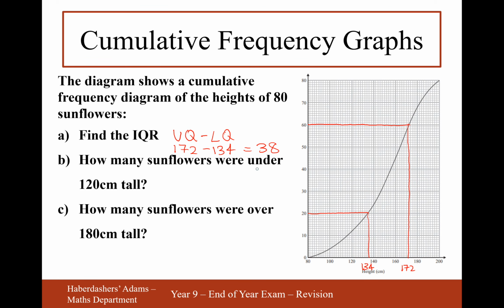Part B is how many sunflowers were under 120 centimeters tall. Okay, well we can use the cumulative frequency diagram to tell that answer. We go to 120, we go up and along, and that it will be at 12. So there were 12 sunflowers less than 120 centimeters tall. So 12 sunflowers.